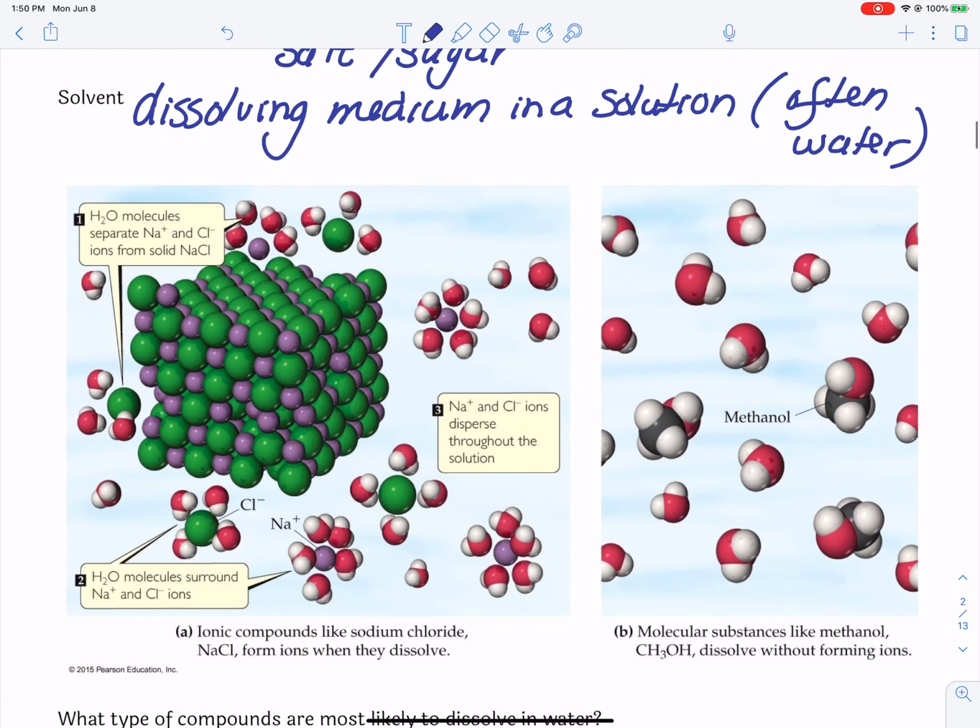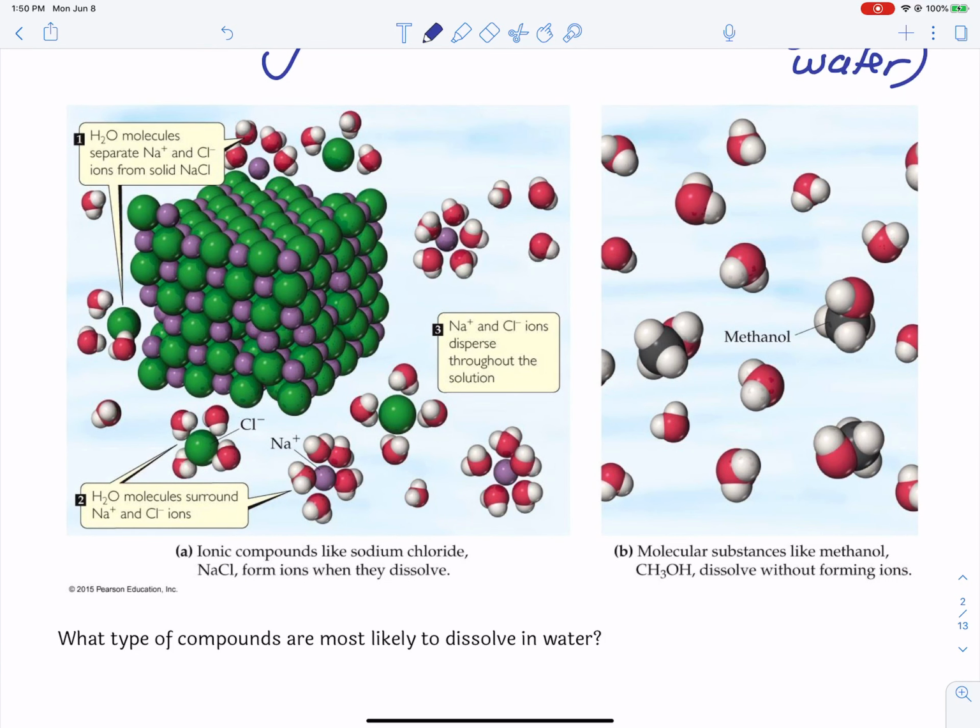Okay? This picture shows us what this actually looks like. It has two different substances. On the left, you will see ionic compounds dissolving in water. And on the right, you have molecular substances. They're both dissolving in water. What is the difference? Well, there's a great big difference here. The first one is that in ionic compounds, you will see that those ions will, fancy word here, dissociate, break up into the ions that it's made up of.